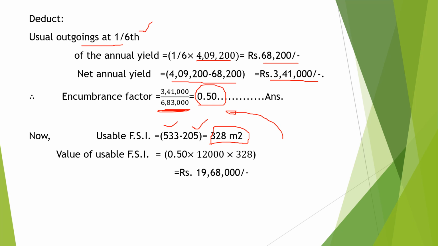So value of usable FSI, if you have to calculate, it will be encumbrance factor, which is 0.5, multiplied by the land rate per unit, and the remaining area which we can use for construction, that is 328 square meter. So value of usable FSI comes out to be rupees 19 lakh 68,000. So now we will discuss some MCQ based upon these calculations.